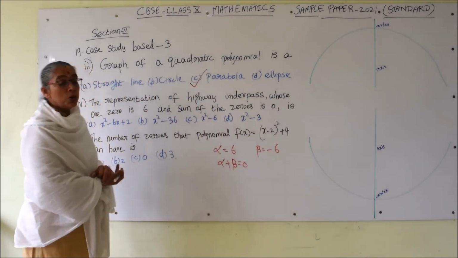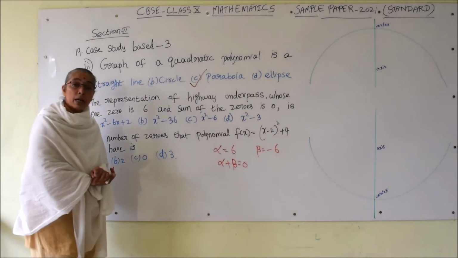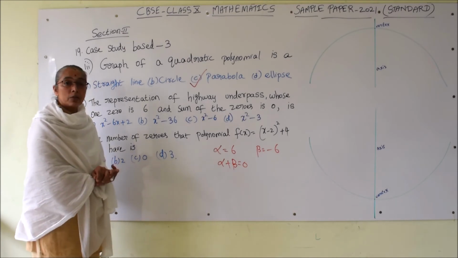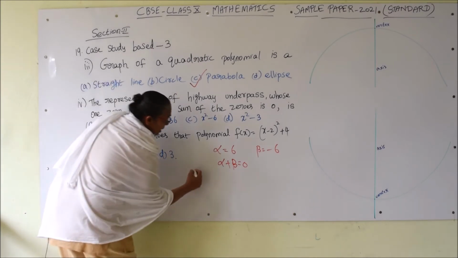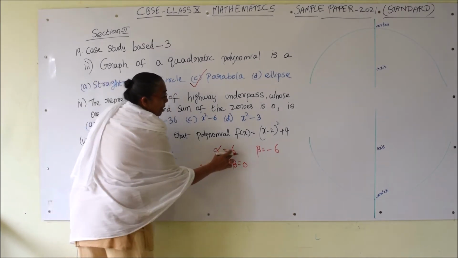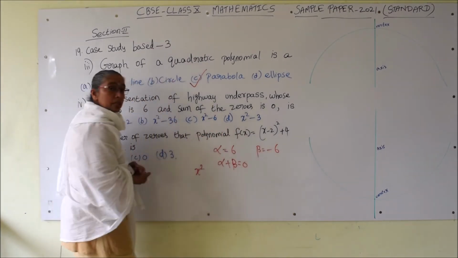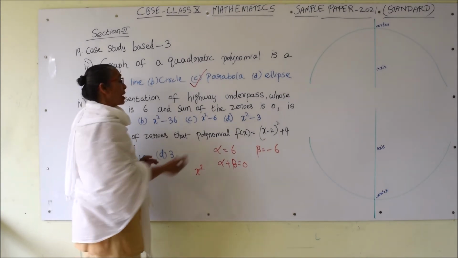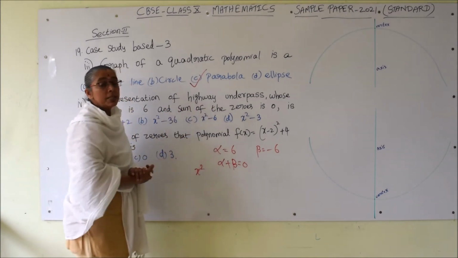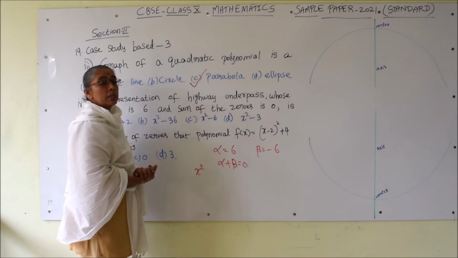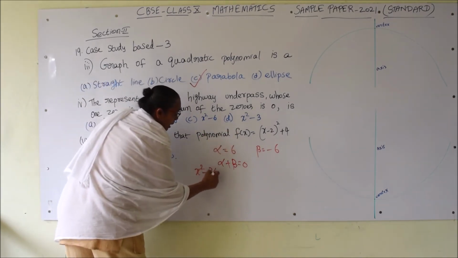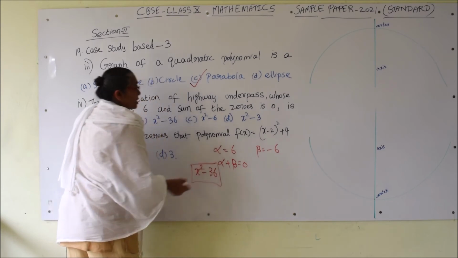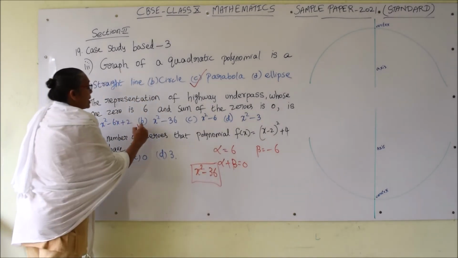Now you have two zeros. Can you frame a quadratic polynomial? x square minus (sum of the zeros) x plus product of the zeros. The sum of the zeros, 6 minus 6, is 0, which is also already given. So there is no x term, plus the product of the zeros, 6 into minus 6, which is minus 36. So the required quadratic polynomial is x square minus 36, option B.